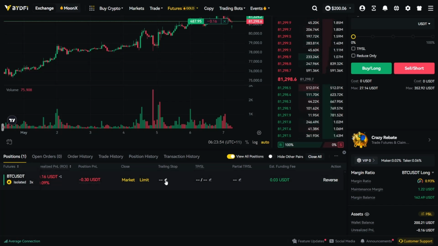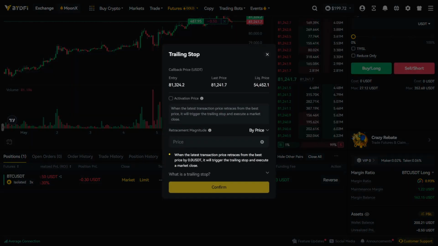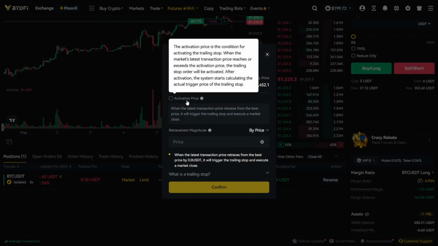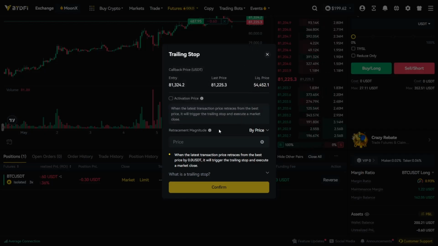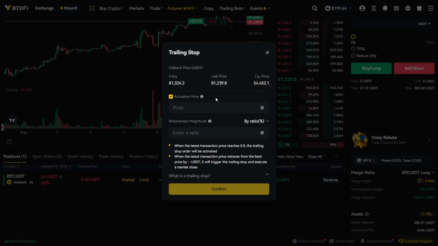on this edit icon. A trailing stop loss is a type of stop loss that automatically moves with the price as it goes in your favor. This helps you lock in profits while still giving the trade room to grow. There are 2 main settings here. We have activation price and retracement magnitude. The activation price is the level where the trailing stop becomes active. So the trade won't start trailing until price reaches this point.